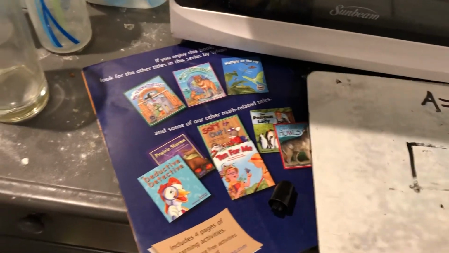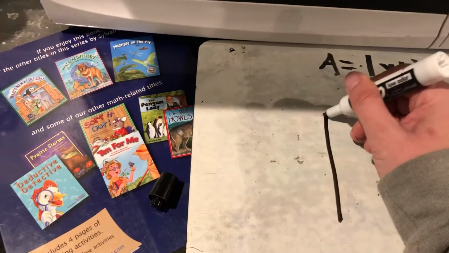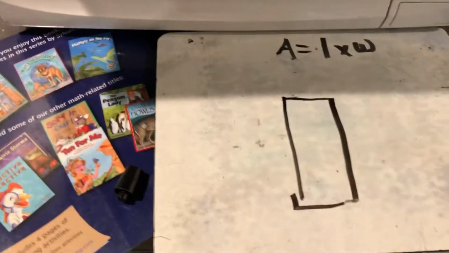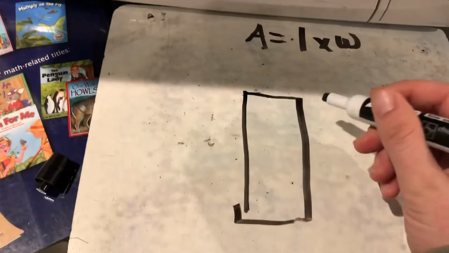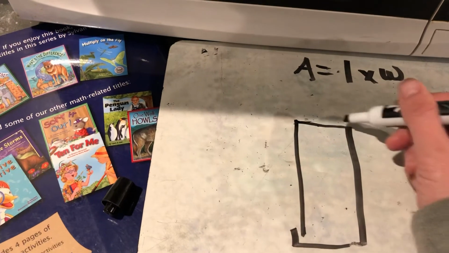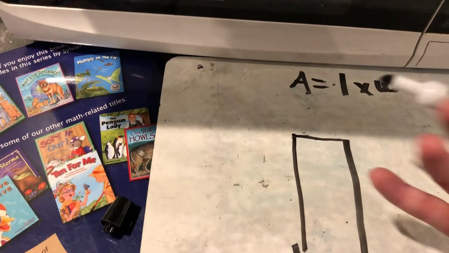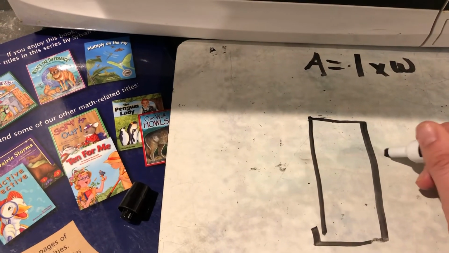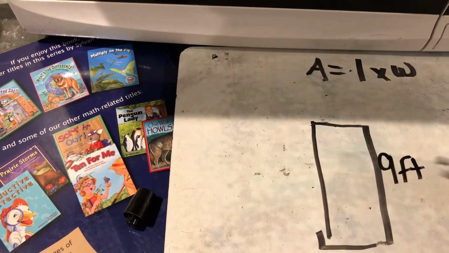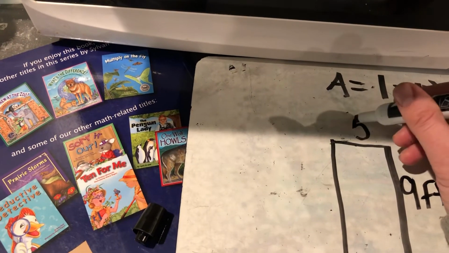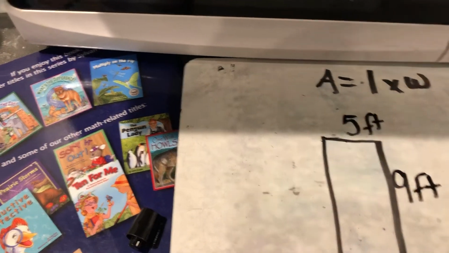Let's do one more. I'm going to try to trick you with this one. Oh, Mrs. Grant, you didn't do that one. That one's standing all different. It does look a little different, but the long side, this is the length. Okay, this is the long side. Width is the shorter side, in my opinion. That's how I look at it. So let's say this is 9 feet. And let's say this one is 5 feet. Okay.